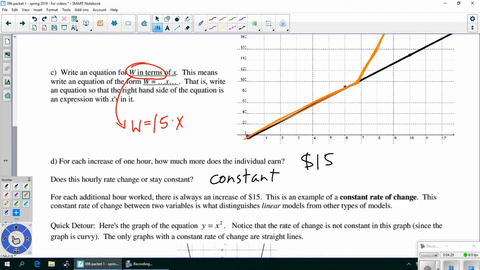Okay, but in this case, the rate of change, that $15 per hour, stays constant. For each additional hour worked, there's always an increase of $15. This is an example of a constant rate of change. This constant rate of change between two variables is what distinguishes linear models, this one, from other types of models.